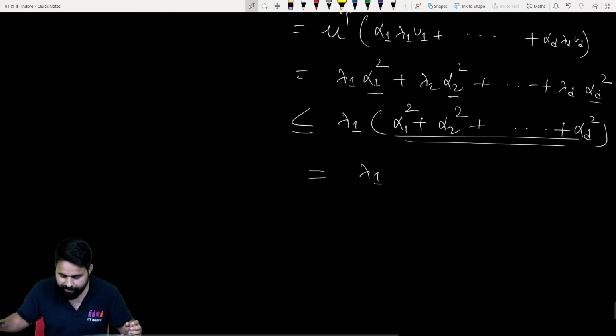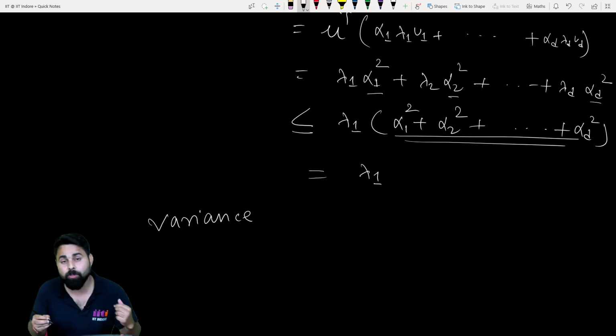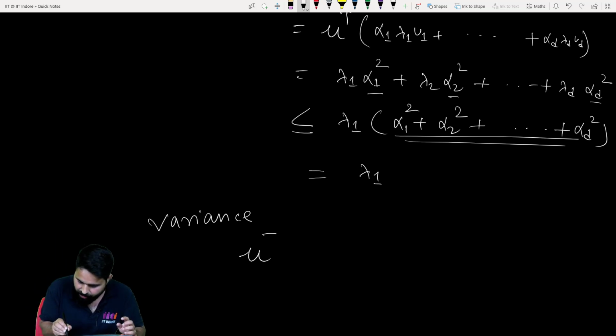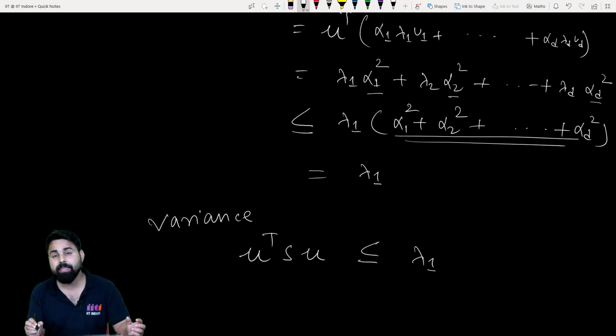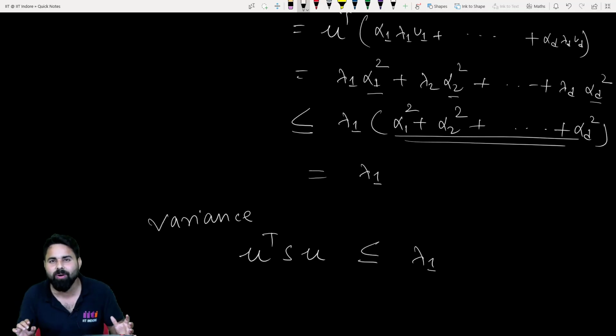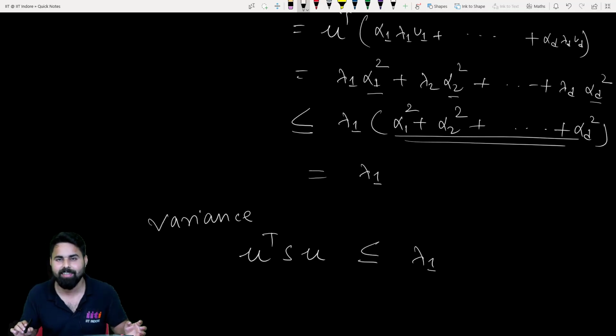So we get that variance, which was nothing but, when we were projecting all the data points along u, the variance was coming out to be u transpose S u, which is satisfying this. So variance will always be less than or equal to the largest eigenvalue of the covariance matrix. Very neat fact. But can we get the equality? Can this maximum possible value be achieved? Can we achieve the variance as lambda 1?